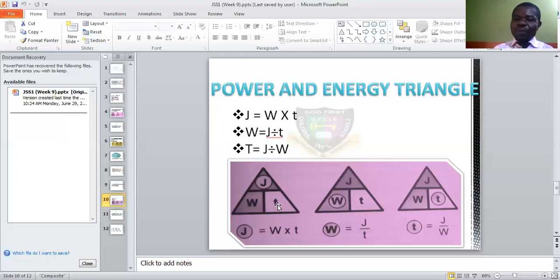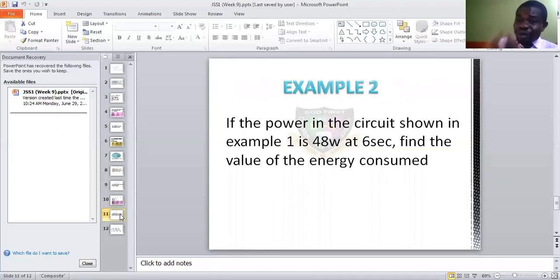So these two multiplied together will give you joule. We are looking for this now. That's why it is circled. Here we are looking for the power in watts. That is J divided by this second one. Then here we are looking for time. That's J divided by this W here. If you understand this circuit triangle very well, you'll be able to understand and solve the question.